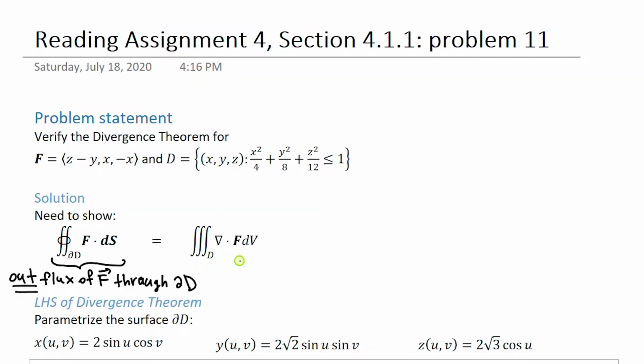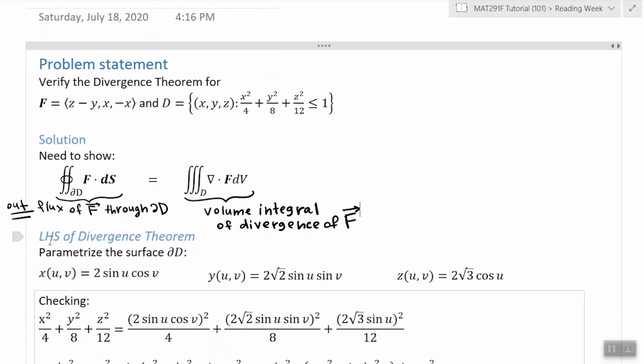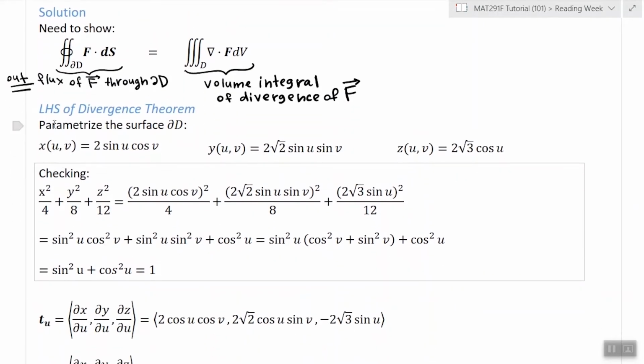On the right-hand side of the divergence theorem, we have the integral of the divergence of F over the volume D. So, the volume integral of the divergence of F over the region D. Okay, let's first evaluate the left-hand side of the divergence theorem.